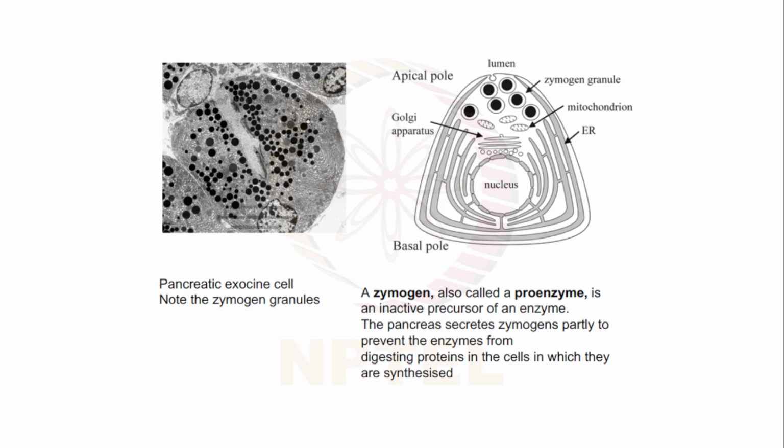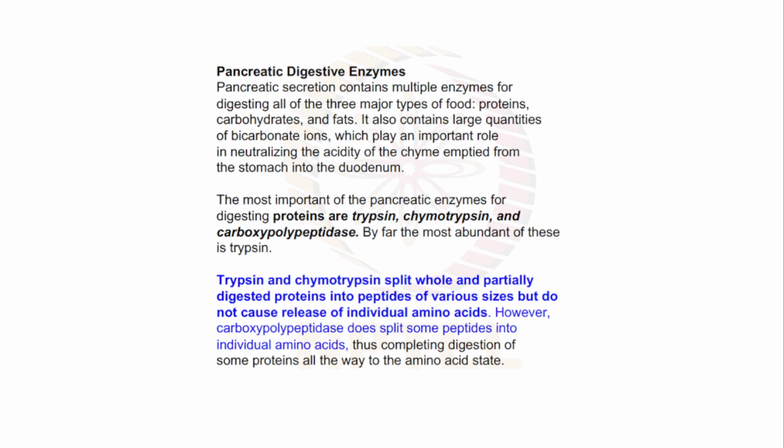There is this condition when the duct through which this enzyme must pass to the small intestine is blocked. Then there is this situation when the enzymes will act on the cell in which they are stored. They will start digesting the cell in which they are stored. So to prevent that, they are kept in an inactive form. Okay. So what are these digestive enzymes? Pancreatic secretion contains multiple enzymes for digesting all of the three major types of food, either protein, carbohydrates, or fats.